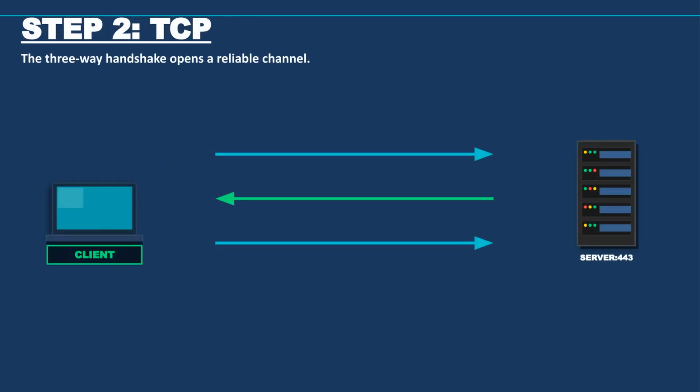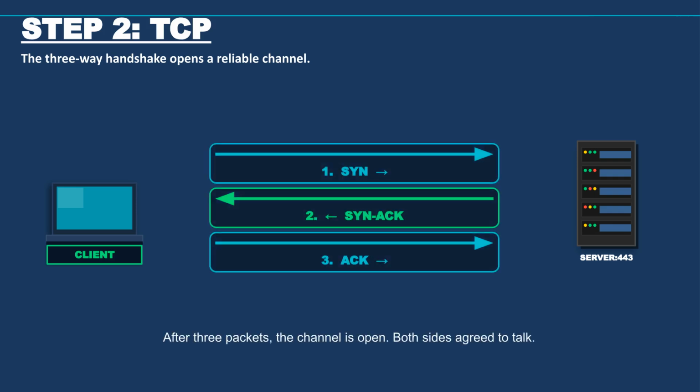Step 2 is the TCP three-way handshake. The client sends a SYN packet, the server replies with a SYN-ACK, and the client finishes with an ACK. After these 3 packets, the channel is reliably open.